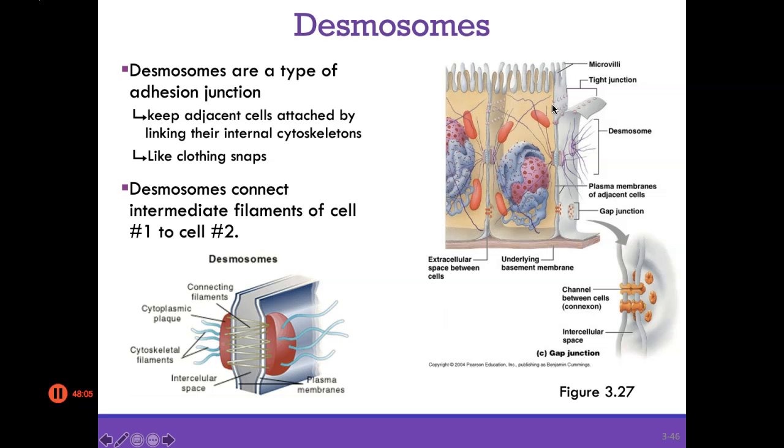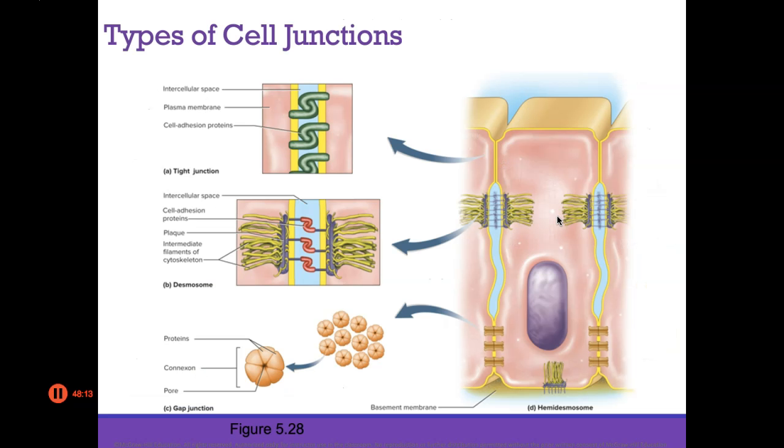So in this image, you can see these are tight junctions, here's desmosomes, and gap junctions. And then this is the image of the book that shows all three types. Tight junctions up here prevent passage of materials. We have desmosomes, keep cells tightly attached to each other.